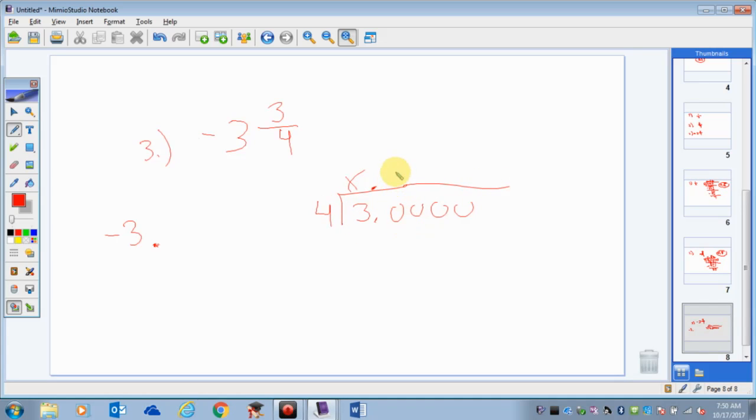4 will go into 30 7 times. 4 times 7 is 28. 30 minus 28 is 2. Bring down a 0. 4 will go into 20 5 times. 4 times 5 is 20. 20 minus 20 is 0. And this one does terminate. So this is it. You got a 0 down here, so you're done. It terminates. So the decimal part is going to be 0.75. So it's going to be negative 3.75.